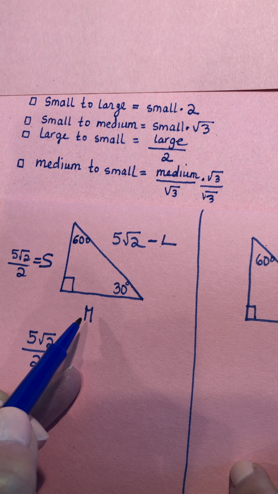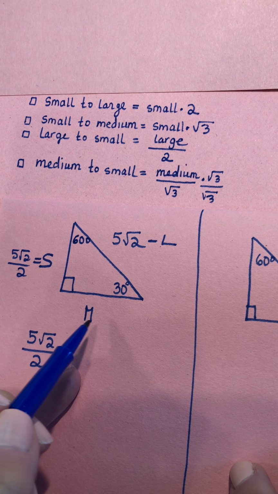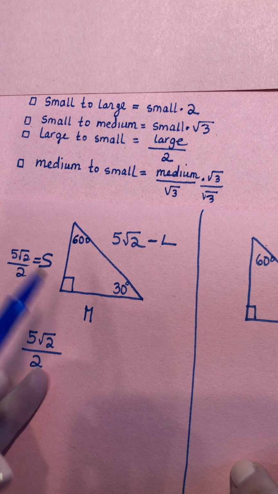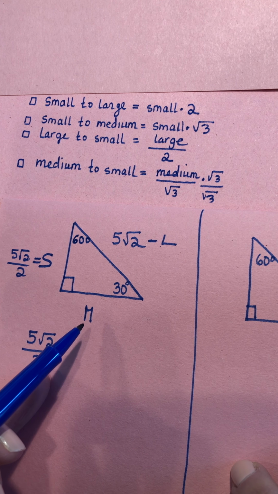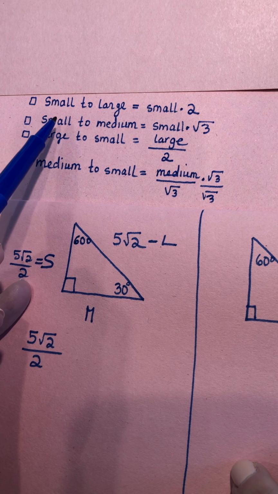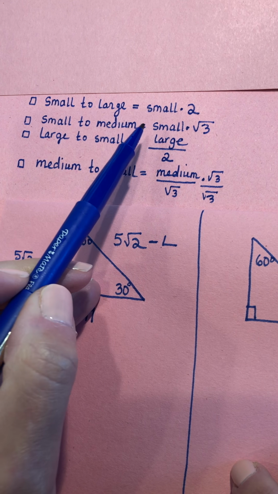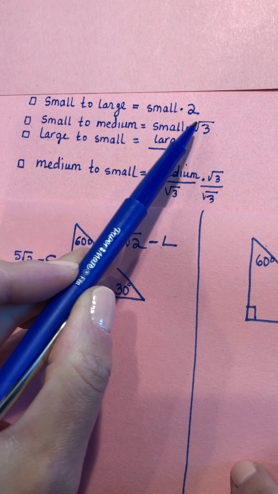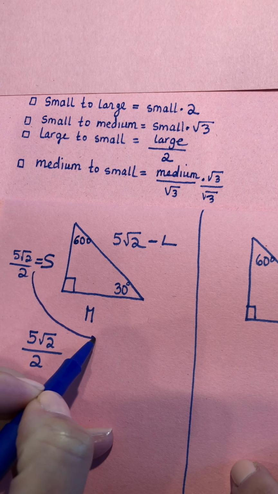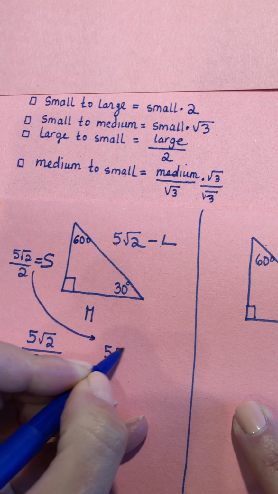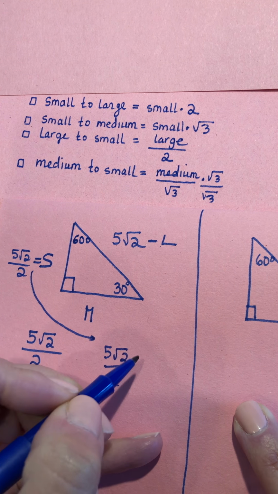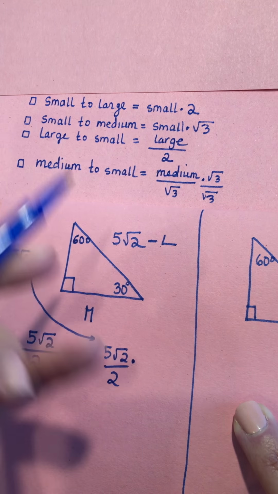The only thing left is my medium side. Again, I want to choose the appropriate formula. Should I go large to medium or small to medium? Well, based on the available information, I think I should go small to medium. That tells me to take my small side, multiply by the square root of 3. So I'm going to take my small side, which is 5 root 2 over 2, and I'm going to multiply by the square root of 3.